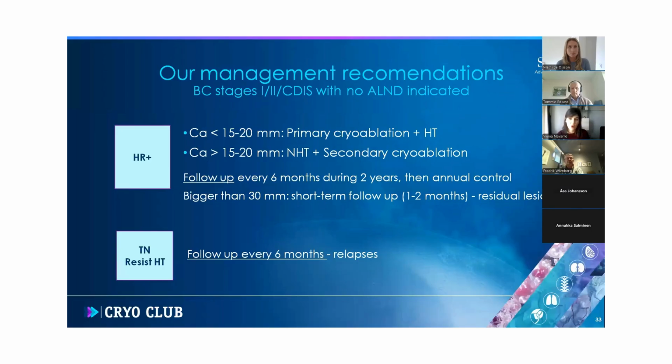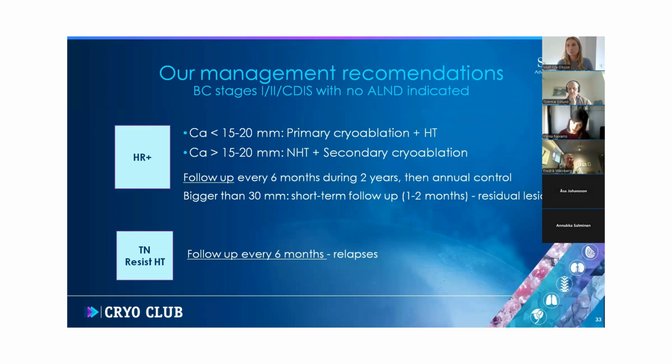So after all this experience, this is how we manage these patients nowadays. When hormone receptors are positive, if the lesion is below 15 or even 20 millimeters, we can do a primary cryoablation from the start, and the patient begins also with hormonal therapy. If the lesion is bigger, above 20 millimeters, we can start with neoadjuvant hormonal therapy to help decrease its size, and then we do the cryoablation. Follow-up should be every 6 months for 2 years in this group, and after that, if the patient evolves very well, with no relapses, we can do yearly controls.